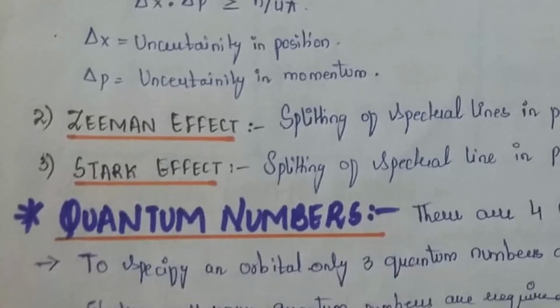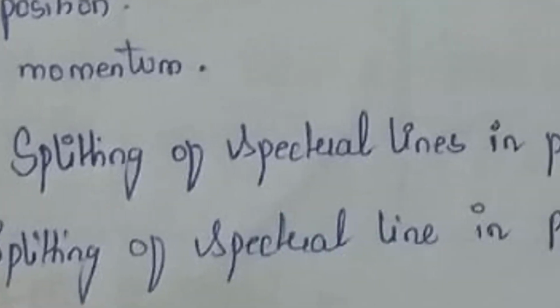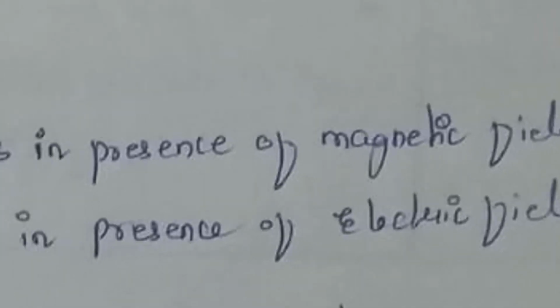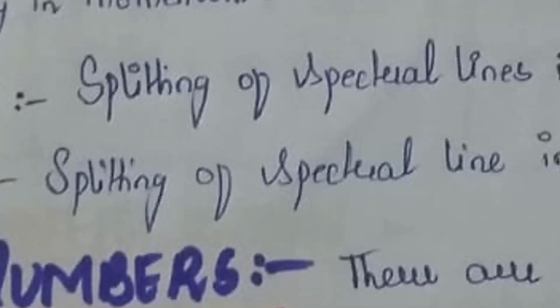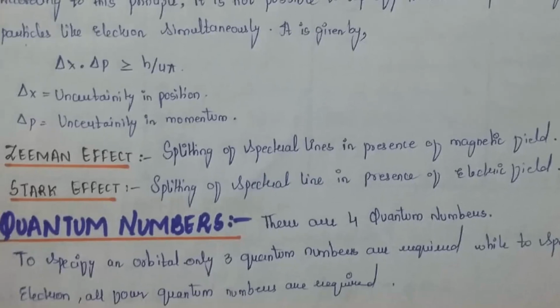Now, Zeeman effect and Stark effect, which is one of the important questions and we can expect it in the exam also. So, Zeeman effect is splitting of spectral lines in presence of magnetic field. Stark effect means splitting of spectral lines in presence of electric field. Zeeman effect takes place in presence of magnetic field, Stark effect in presence of electric field.